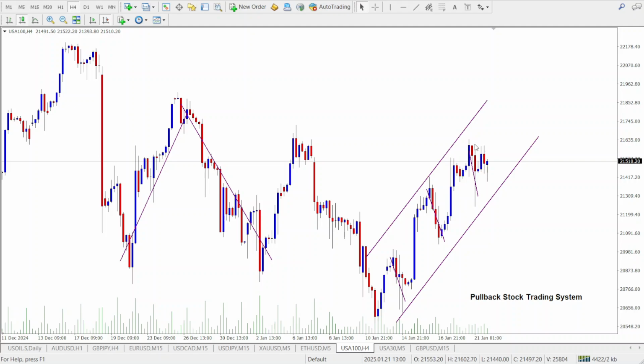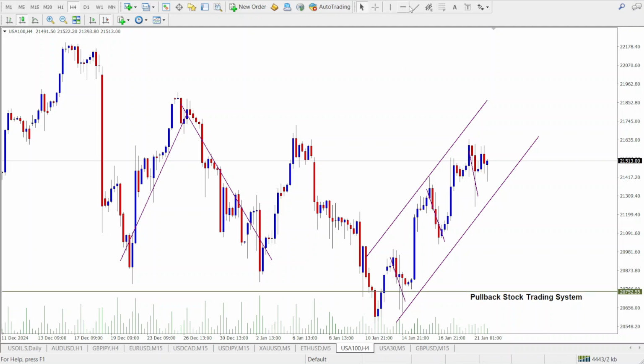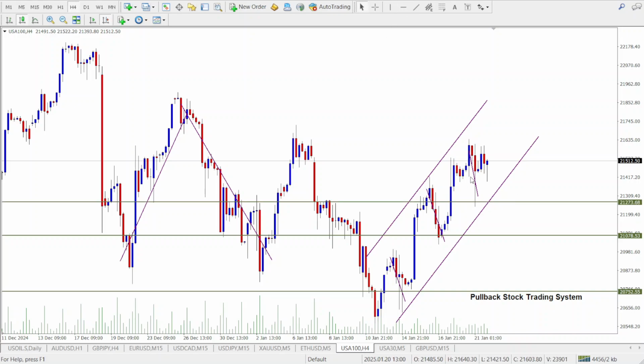In this case, these pullbacks are creating opportunities for buyers to step in. Now, when you master the pullback trading system, you'll learn to spot these opportunities instead of fearing the retracement. This allows you to trade smarter and with more confidence. Let us now break down the steps to identifying pullbacks.